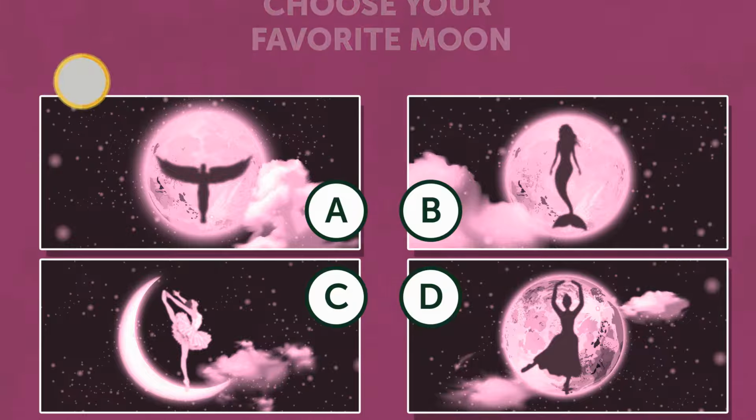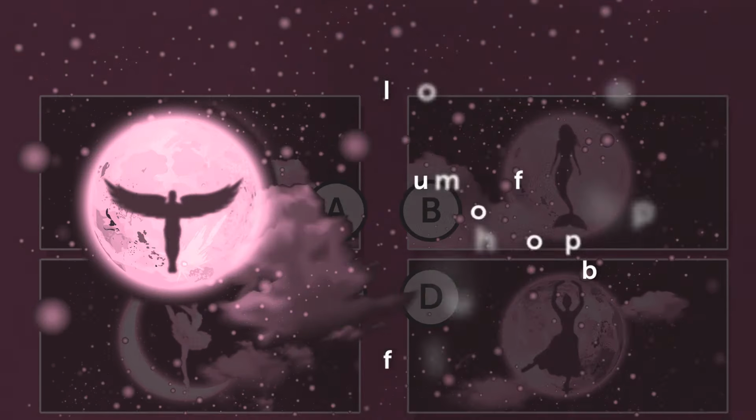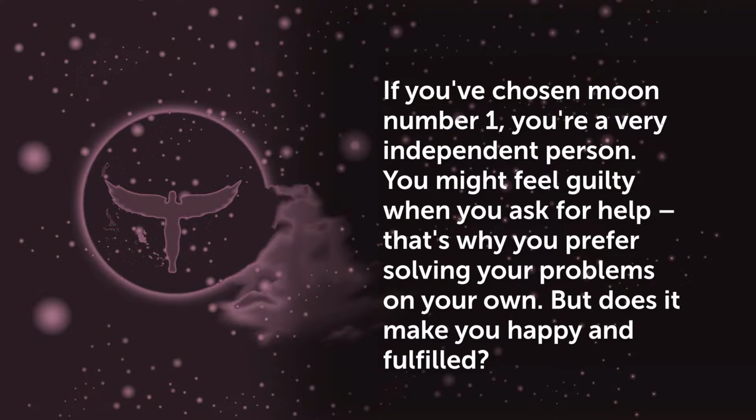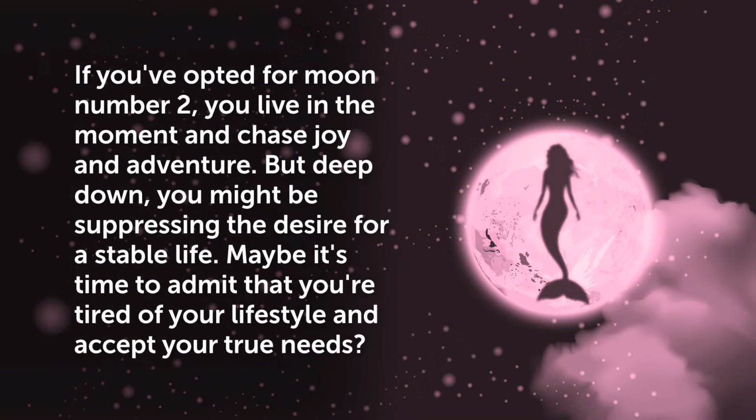If you've chosen moon number 1, you're a very independent person. You might feel guilty when you ask for help. That's why you prefer solving problems on your own. But does it make you happy and fulfilled? If you've opted for moon number 2, you live in the moment and chase joy and adventure. But deep down, you might be suppressing the desire for a stable life. Maybe it's time to admit that you're tired of your lifestyle and accept your true needs.